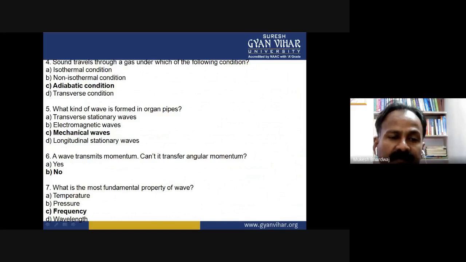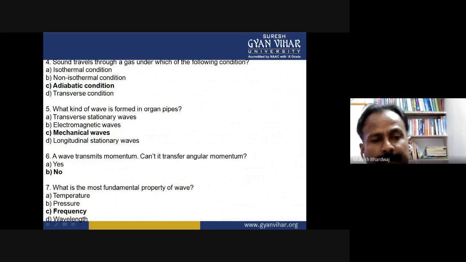What is the most fundamental property of a wave: temperature, pressure, frequency, or wavelength? Almost all are properties of a wave, but the fundamental property is the frequency.